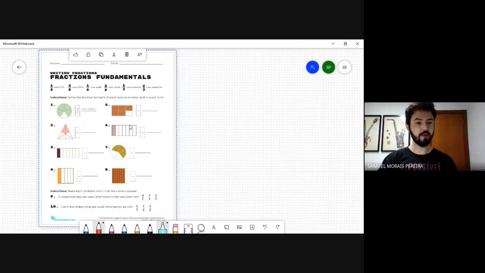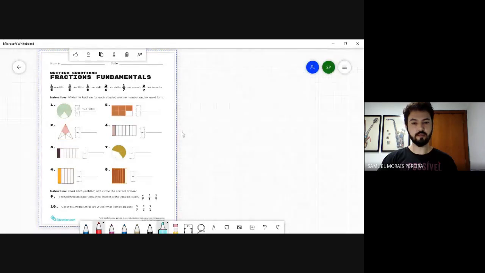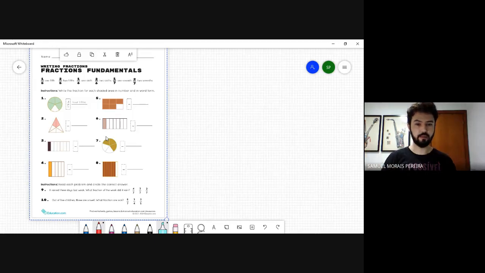Exercise just to practice how we read fractions, okay? So this is the exercise I sent to your WhatsApp, okay? And we are going to start today's lesson by correcting this exercise first before I move on to our topic.